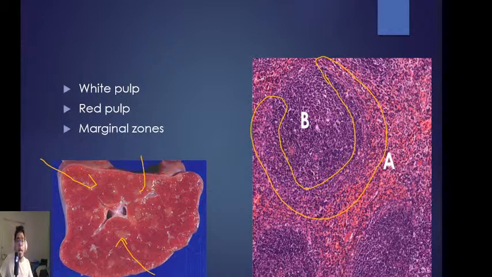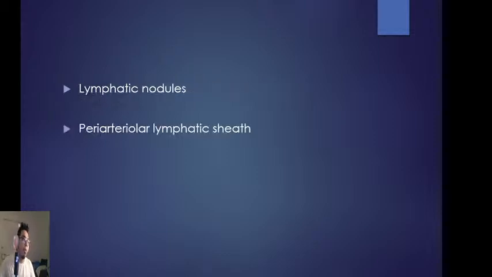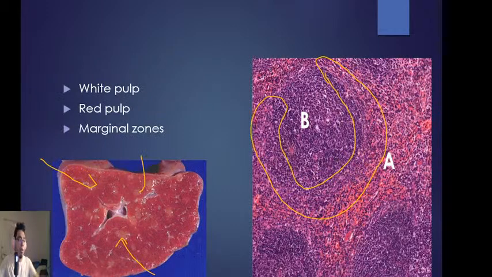Now, this is, of course, in high power field, but if you look at it in oil immersion, you're going to see cells well differentiated in this particular area. Okay? So that's a histological cross section of not a bone marrow, but a spleen. Now, what comprises the white pulp of the splenic tissue? Well, of course, it has lymphatic nodules and the lymphatic sheath, or the periarteriolar lymphatic sheath. So the lymph fluid actually empties out on these white pulp areas.